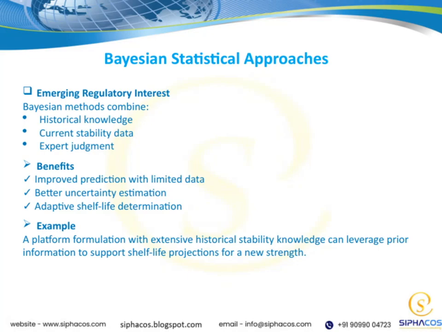Bayesian statistical approaches are gaining attention from regulators because they offer a smarter way to handle data. They combine what we already know, historical knowledge, with current stability data and expert judgment. This mix helps us make better predictions, even when data is limited. It also gives us a clearer picture of uncertainty and lets us adapt shelf life estimates as new information comes in. For example, if we have a platform formulation with lots of past stability data, we can use that to confidently predict shelf life for a new strength.